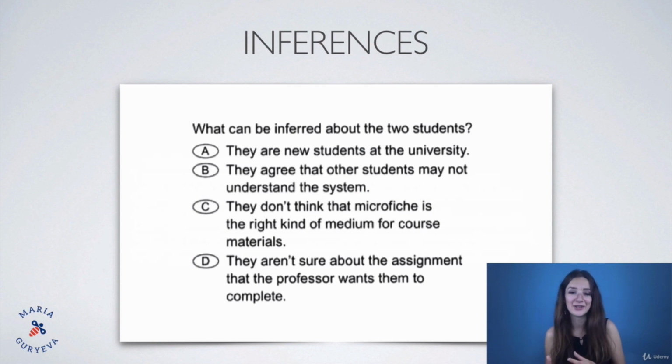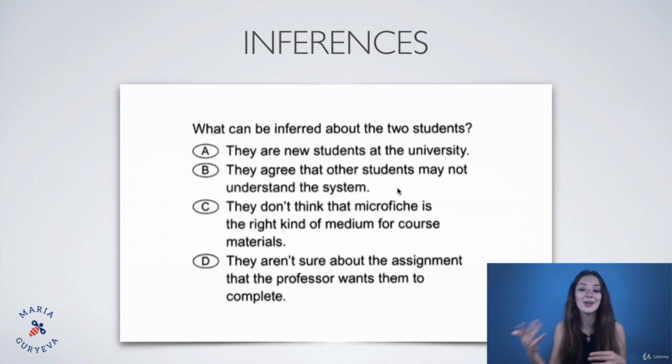So this is an inference question. So for example, they're talking about, oh, where's what? Like, I don't understand anything. Then we can conclude they're new students at the university, right? Or they agree that other students may not understand the system, right? If they were students, and one student asked a question, and then the professor didn't pay attention, and another student asked a question, and then they kind of agreed, yeah, we all want to know about it. Then we can infer, yeah, they agree that other students may not understand it as well, right?